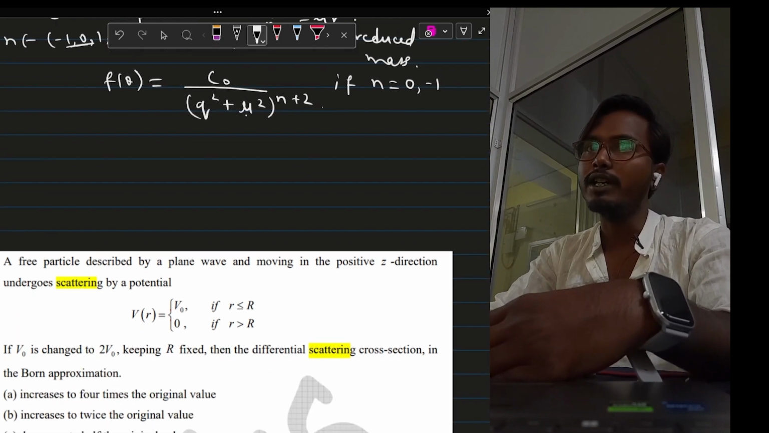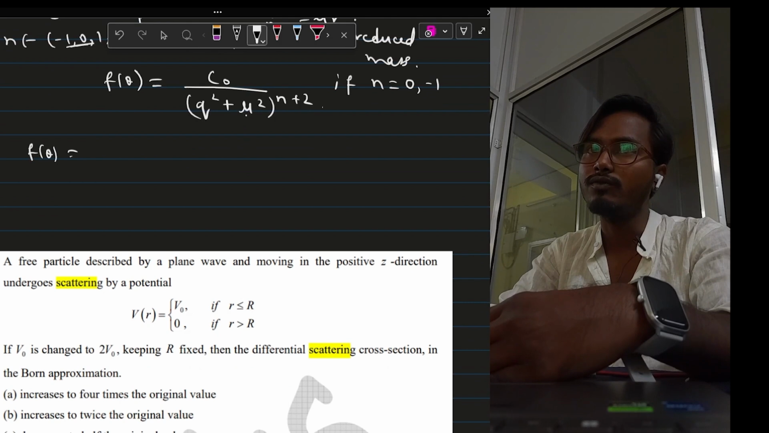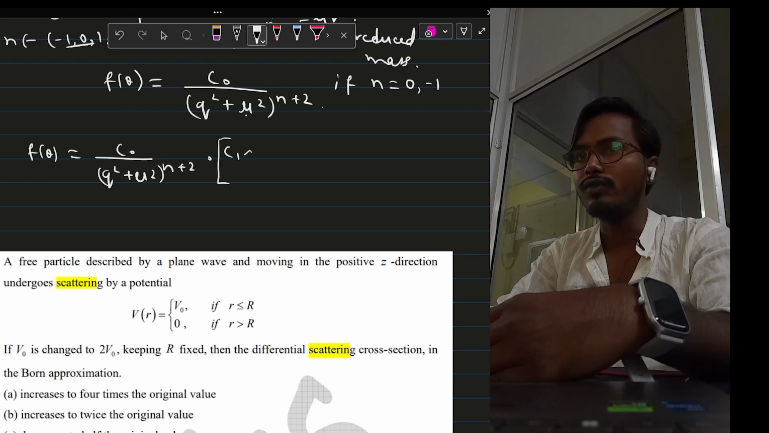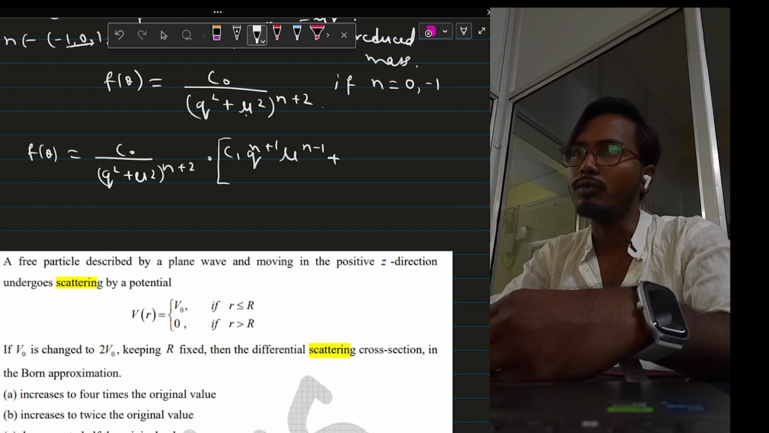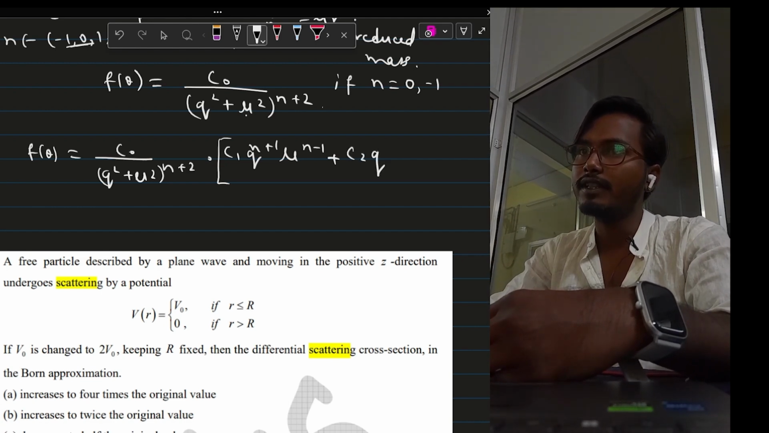If we have bigger values of n, then f of theta will be the coefficient, q square mu square, the same term, but additionally we have some other coefficient: plus q raised to power n plus 1, mu raised to power n minus 1, plus, in the reverse order, the same thing, q raised to power n minus 1, mu raised to power n plus 1.